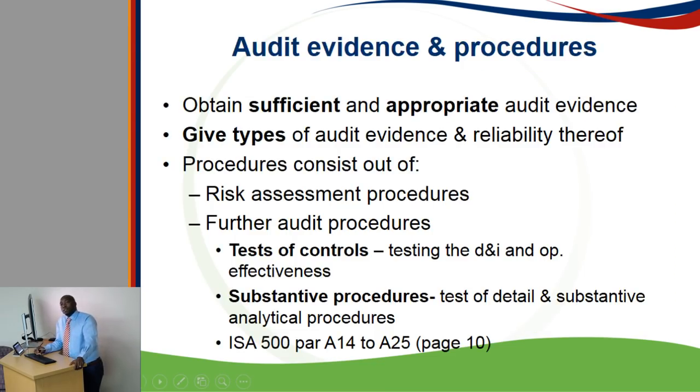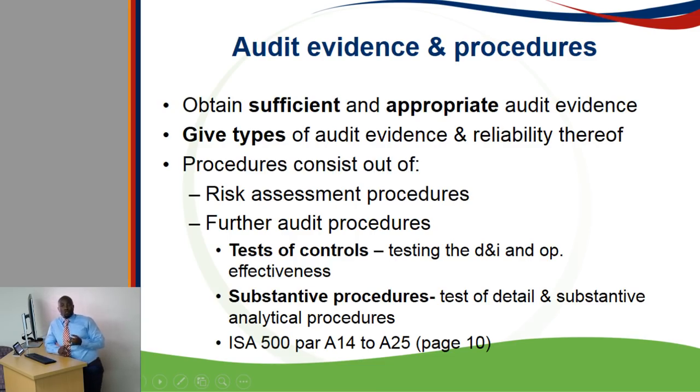Obviously, obtaining audit evidence: as the auditor, you need to obtain sufficient and appropriate audit evidence. There are different types of audit evidence and the reliability thereof. The procedures that you perform in order to obtain sufficient and appropriate audit evidence are your risk assessment procedures, which you have done in TAT 103, and further audit procedures, which is what we are here to do today in tutorial 104.